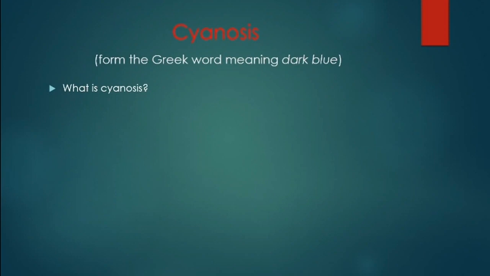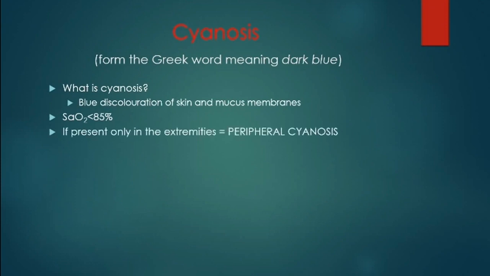First of all, let's define cyanosis. Cyanosis is bluish discoloration of skin and mucous membranes, where the saturation of a patient is less than 85% by pulse oximetry. If it's only present in the extremities, we call it peripheral cyanosis. If I can detect it all over the body, especially in assessment of the tongue, then it is central cyanosis.